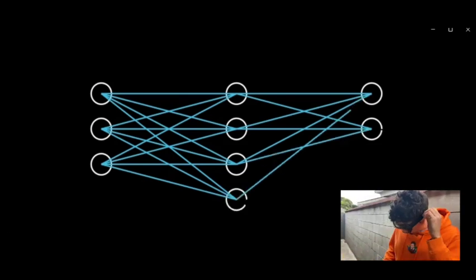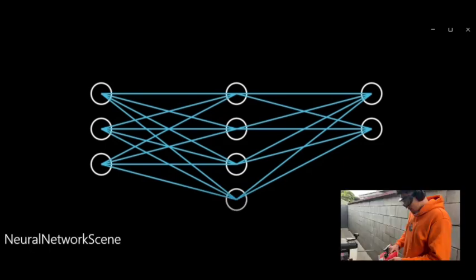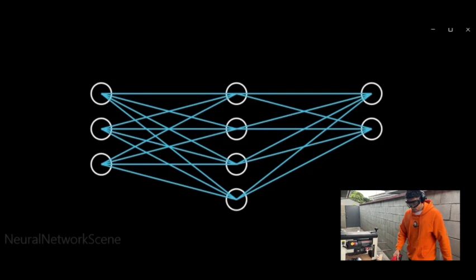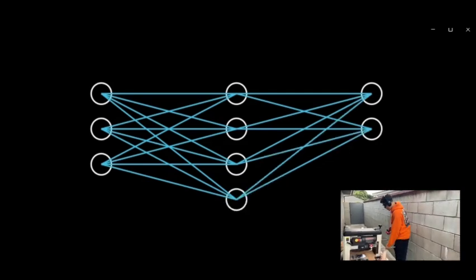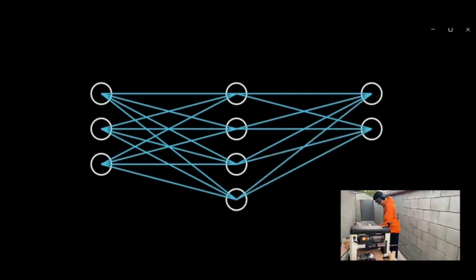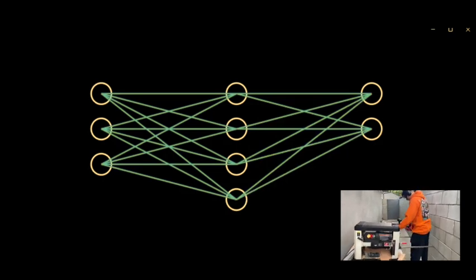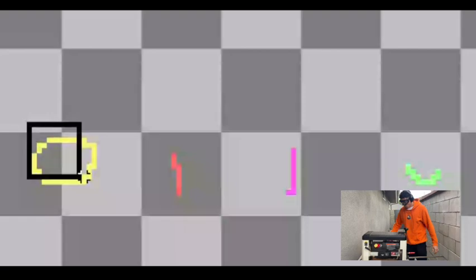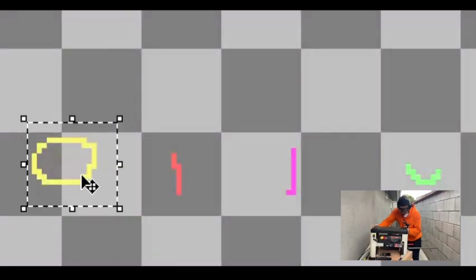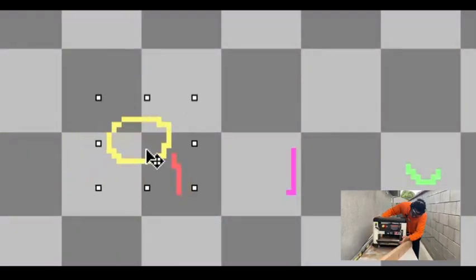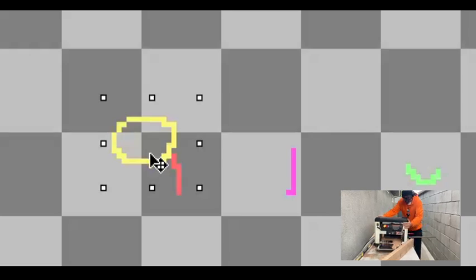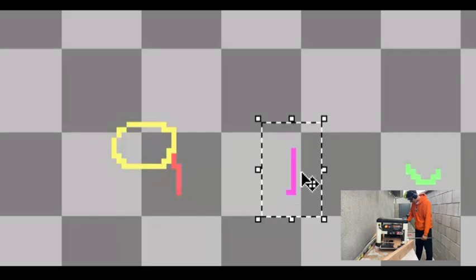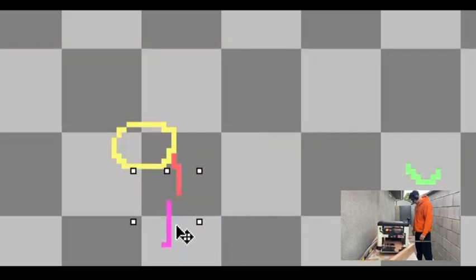So, in our last video, we explored how neural networks are structured, covering input layers, hidden layers, and output layers. But today, we're diving into something even cooler: how neural networks actually learn. We'll break down gradient descent, backpropagation, and how a neural network can recognize handwritten digits. Let's get started.